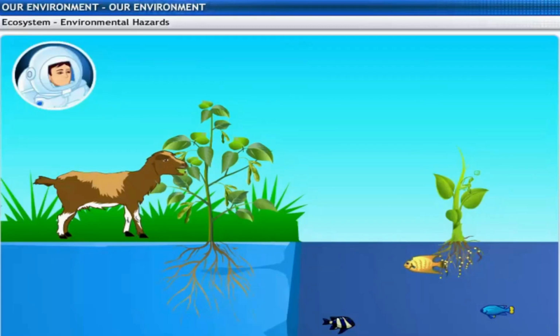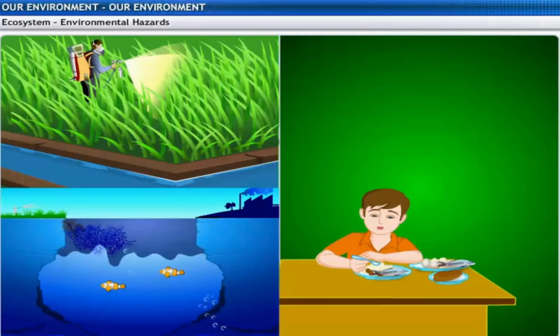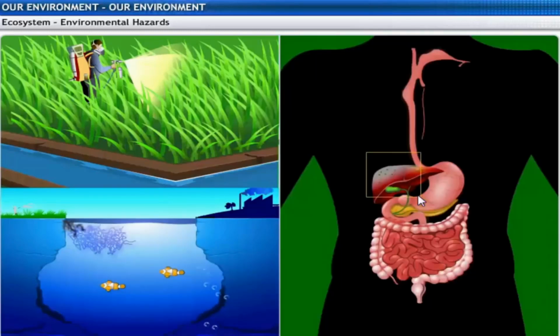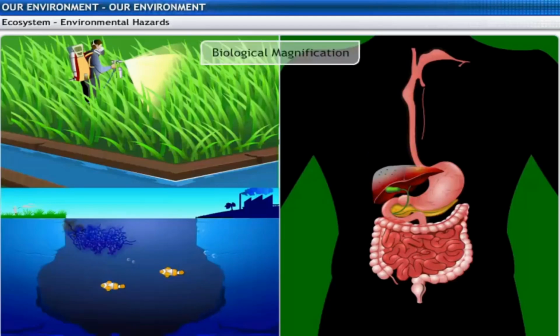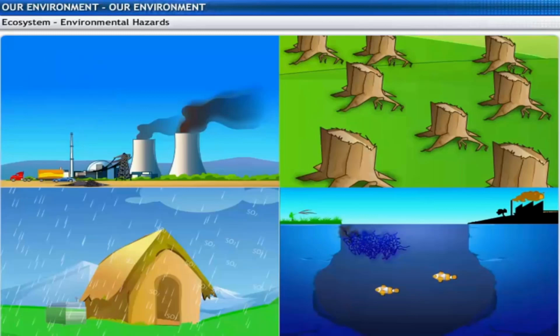Why isn't anything being done about it? As these chemicals are not degradable, these get accumulated progressively at each trophic level. As human beings occupy the top level in any food chain, the maximum concentration of these chemicals gets accumulated in your body. This phenomenon is known as biological magnification. Does this mean that my body is affected too?